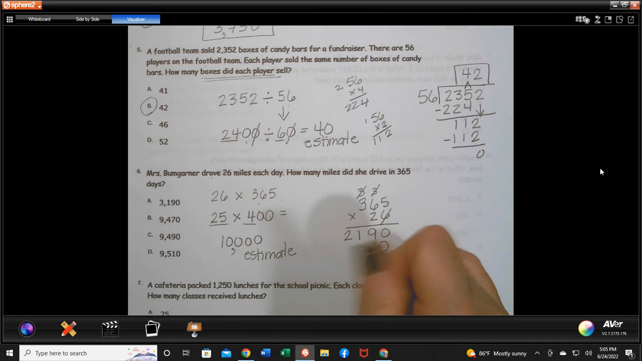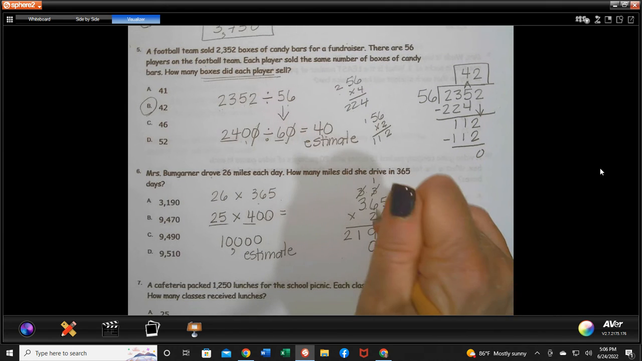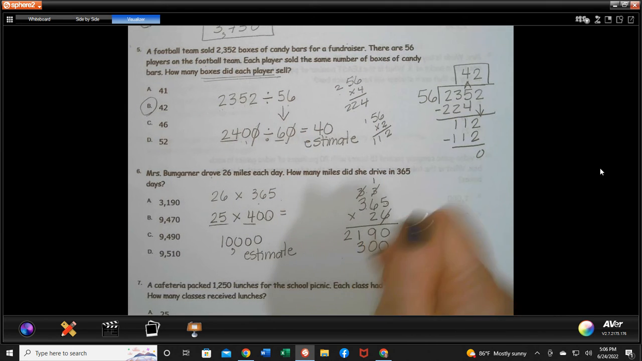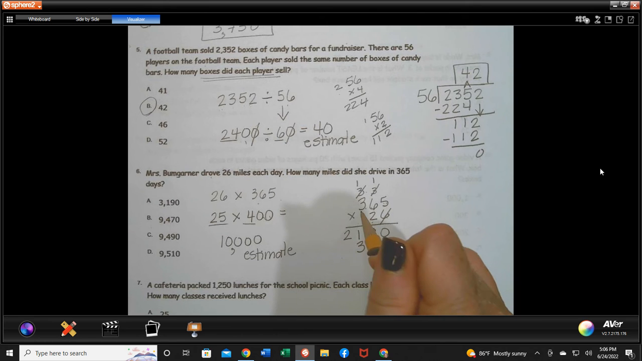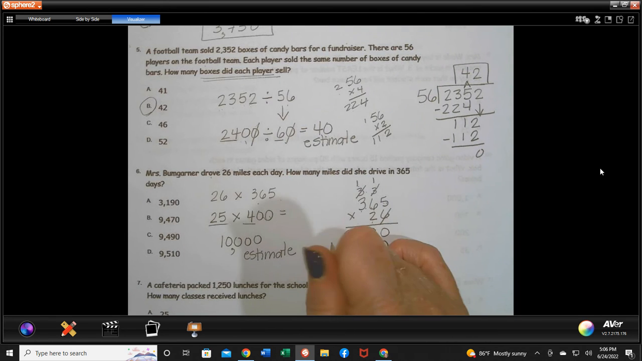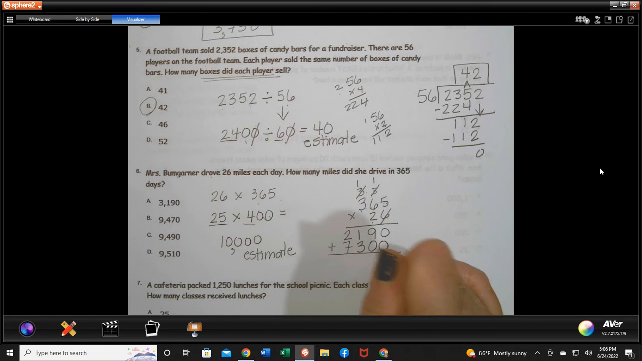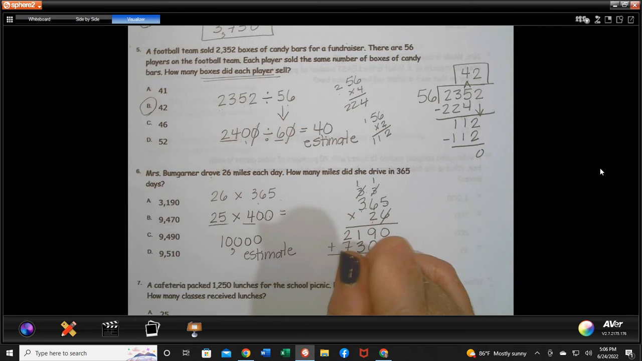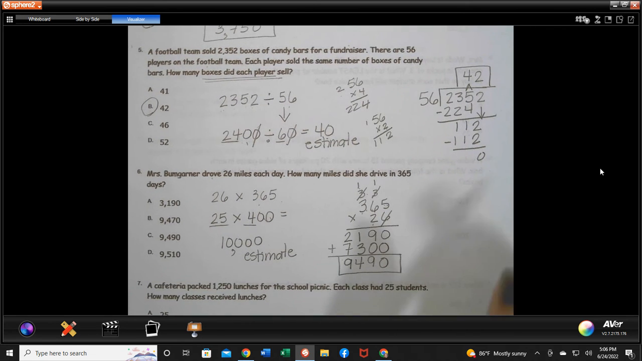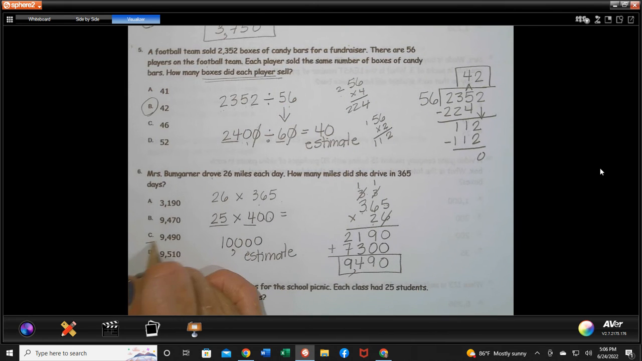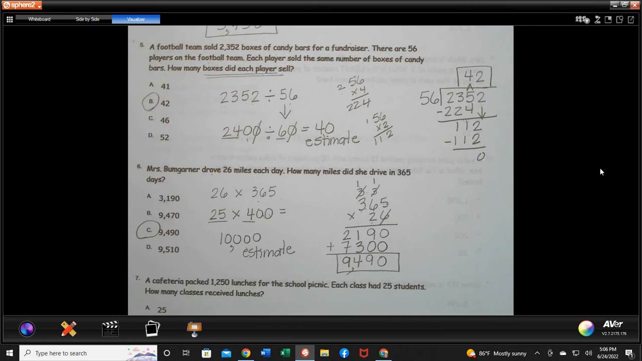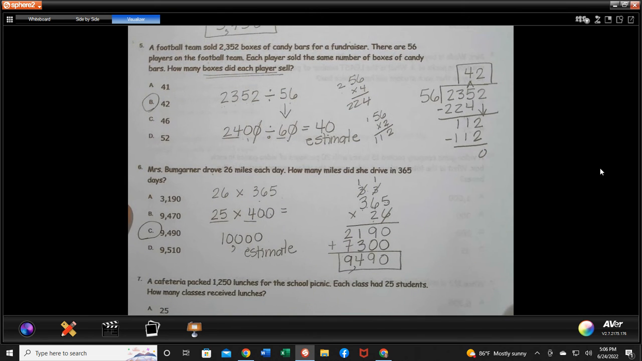2 times 5 is 10. 2 times 6 is 12 plus 1 is 13. Regroup. 2 times 3 is 6 plus that 1 is 7. I'm going to add my 2 partial products. I get 9,490, very close to my estimate of 10,000, and I see it. Feels good when that happens. There it is. All right.